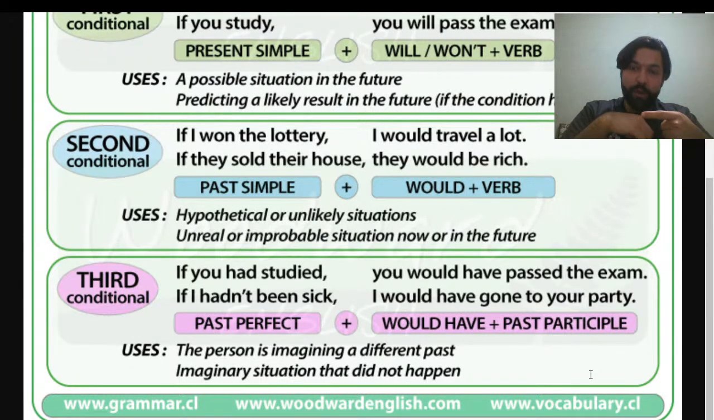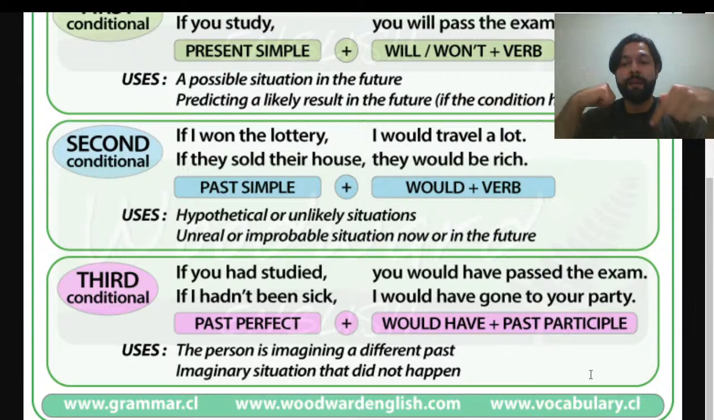And after the comma, I use the second conditional. If I had been born in Japan, I would speak Japanese, because now I'm contrasting and comparing past and present. If I had been born, I would speak. The reality is I wasn't born there, I don't speak it. So now I'm mixing a past situation and a present result, which is possible, and we're going to see that now.